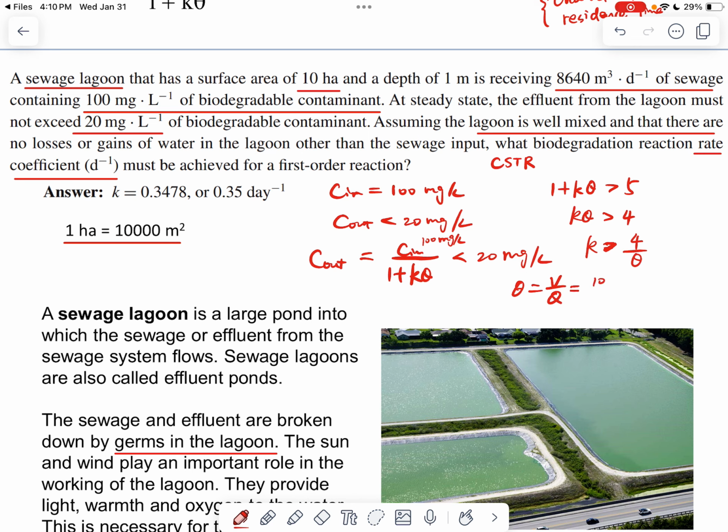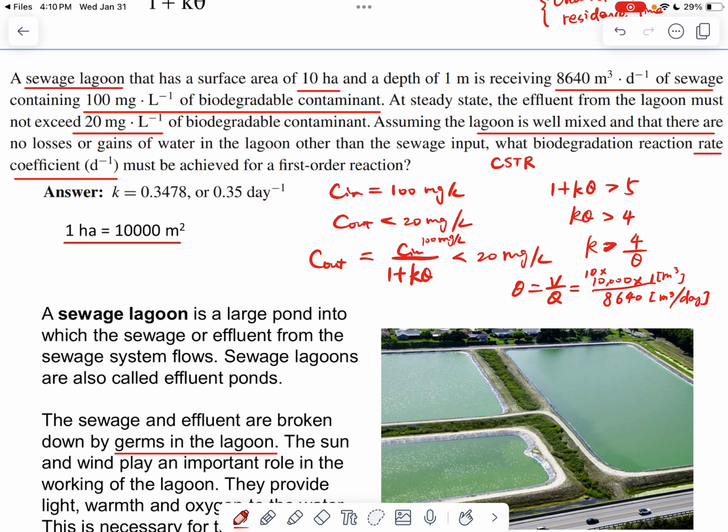So volume is 10,000 multiplied by the depth, right? So this is the total volume. And then you divide that, it's 10 hectare, right? So then 10 multiplied by 10,000. And then in the bottom, you have the flow rate, 8640, and here the unit is meter cubed per day.